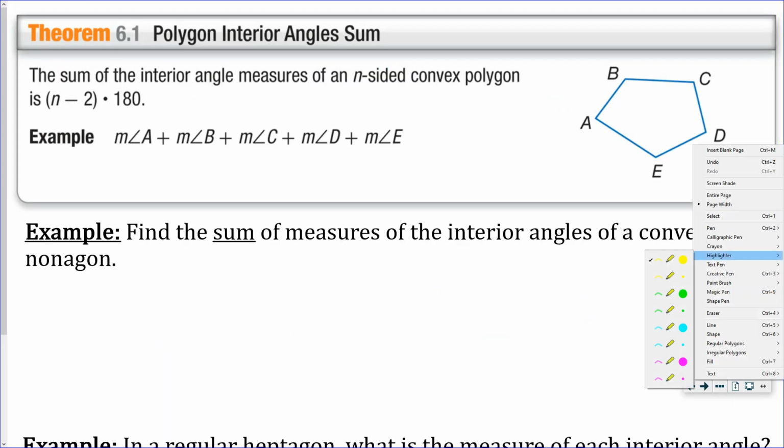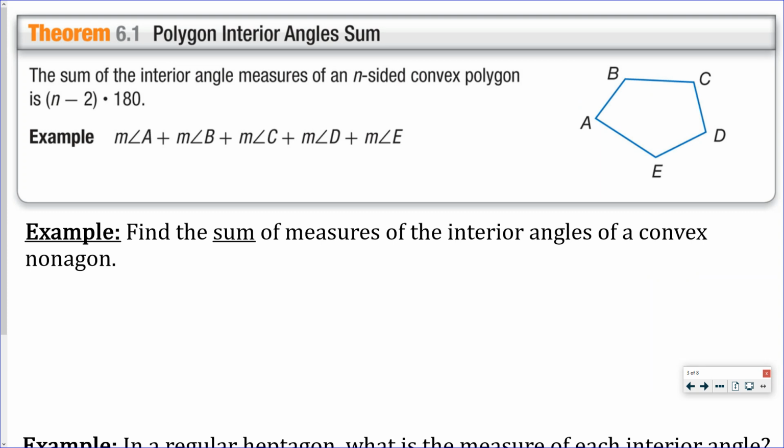I would highlight this if you have a highlighter, or box it. The sum, and remember, this is for interior angle measures, because we'll look at exterior in a second. Interior angle measures of any n-sided polygon, such as saying any number of sides. The sum of the degree measures is going to be your number of sides minus 2 times 180. That's basically the formula. My number of sides minus 2 times 180.